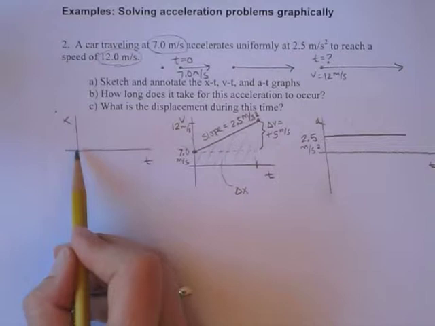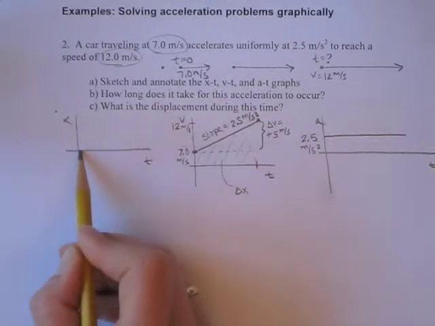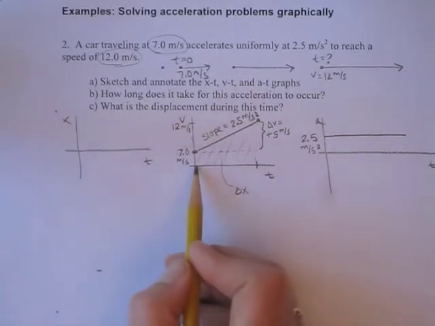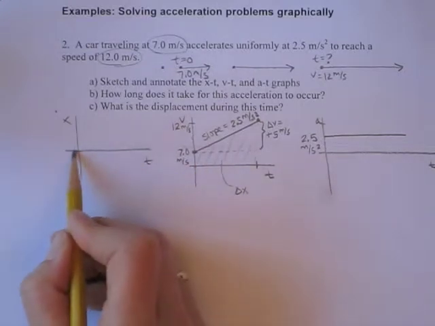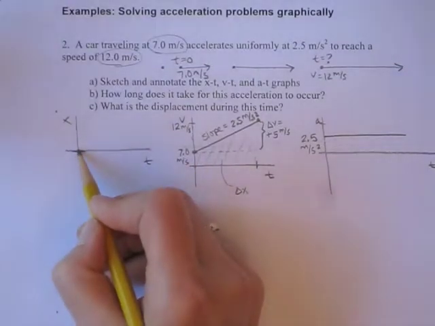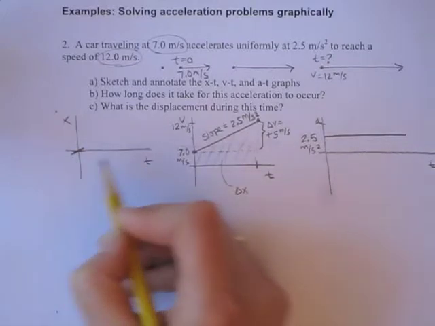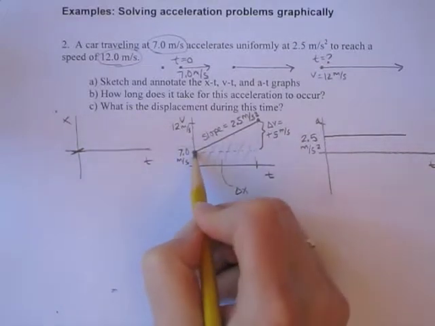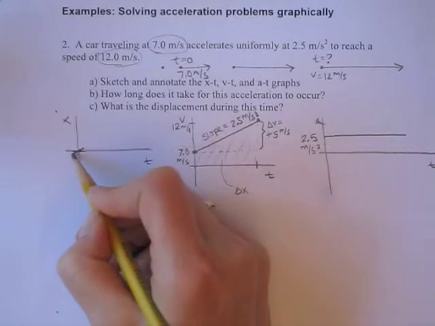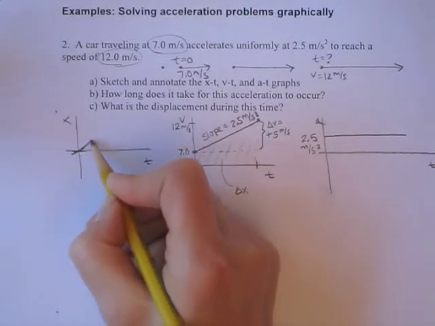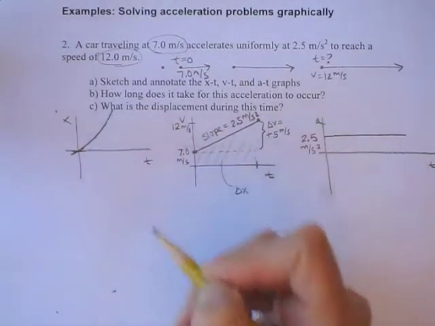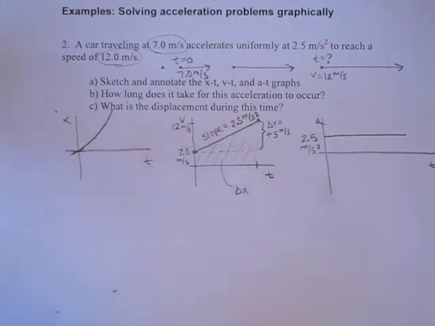And then the shape of this graph, I can start it at the origin if I want to, but it doesn't have a zero velocity, so the slope can't be flat. It has to start out with some kind of a slope because it already has a velocity of 7 meters per second, and then the slope's going to get steeper. So a curve, but just not starting out flat.